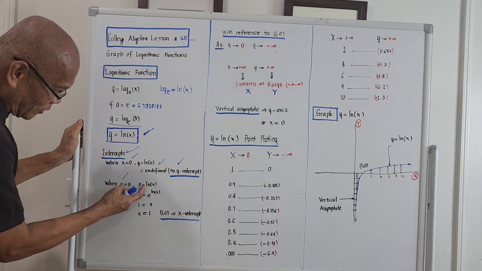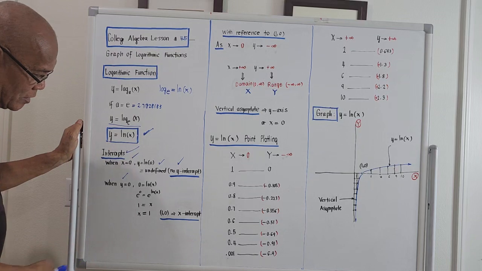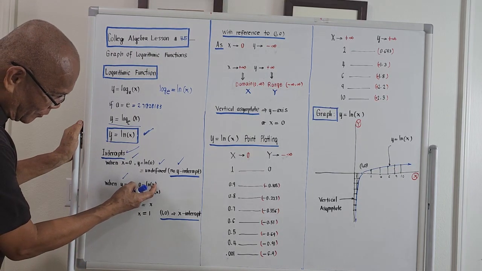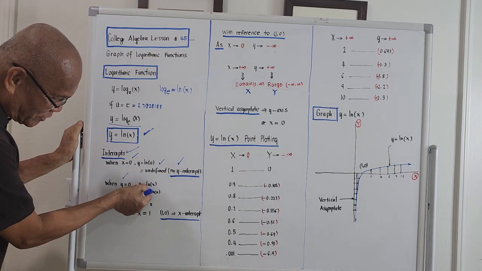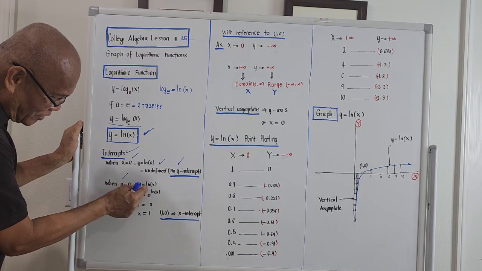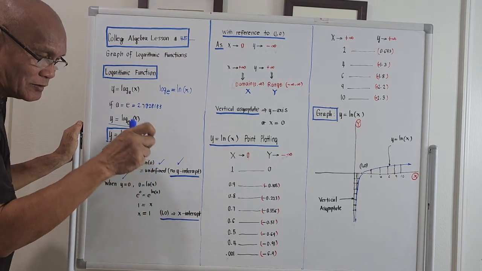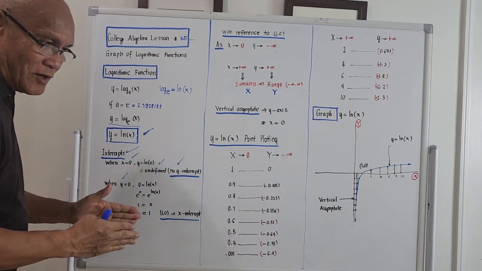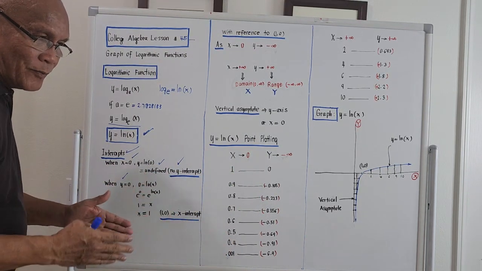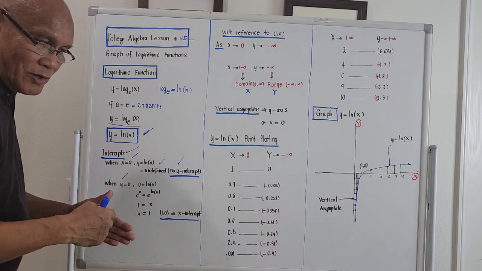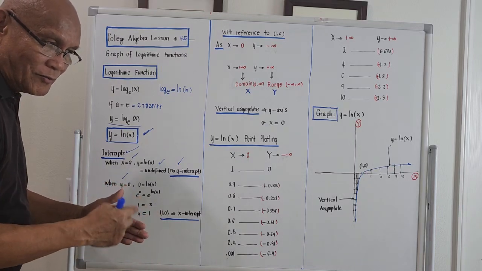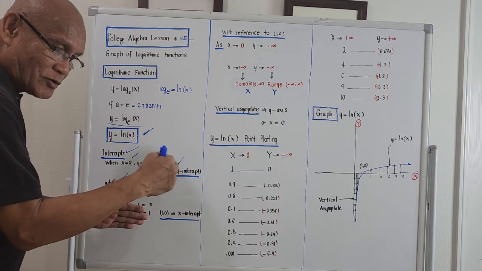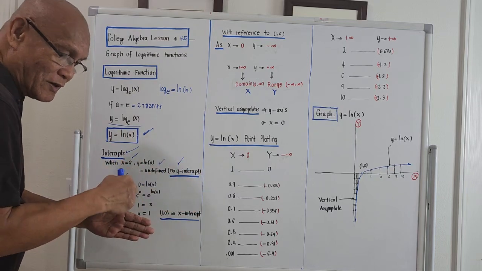So, 0 will be equal to the natural logarithm of x. We have to compute for the value of x without this natural logarithm sign here. To eliminate this natural logarithm, we have to take the inverse, the antilog, of both sides. Take the natural antilog of both sides, meaning you get the base of the natural logarithm and raise both sides of the equation to e.